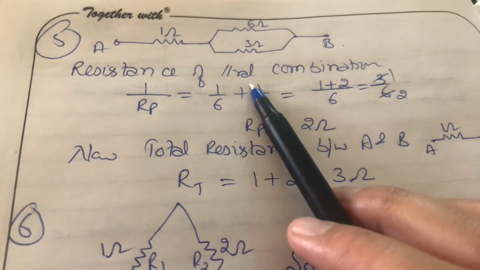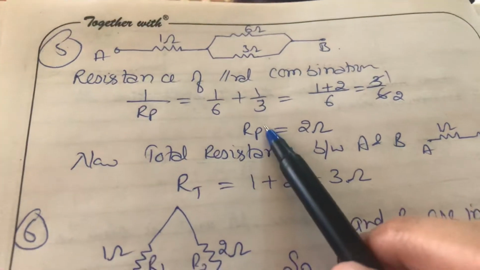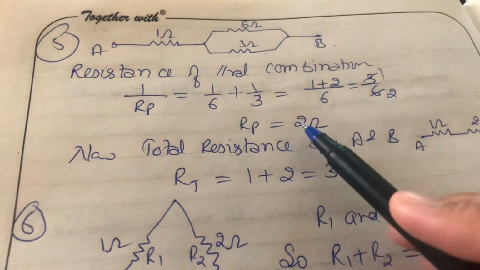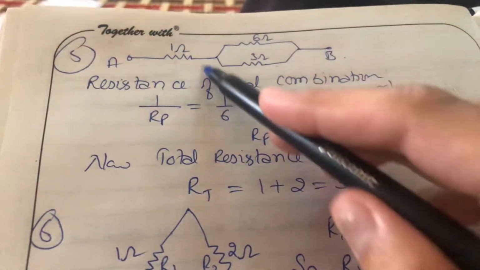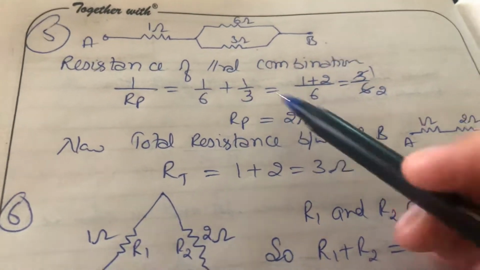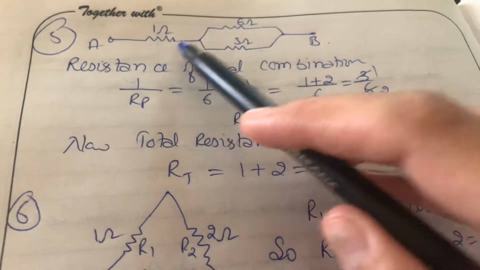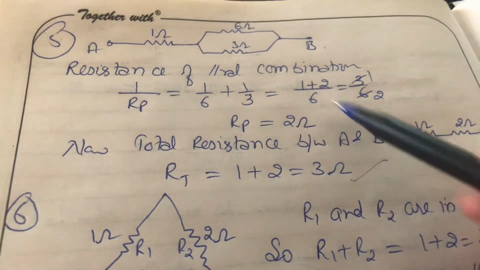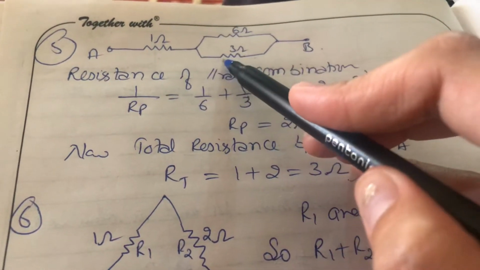The parallel combination resistance will be 1 upon 6 plus 1 upon 3, that will come out as 1 upon 2. So, the total resistance of the parallel connection will be 2 ohm. Okay, and the total resistance of the whole system will be 1 plus 2, that is 3 ohm, because these two are in series combination.